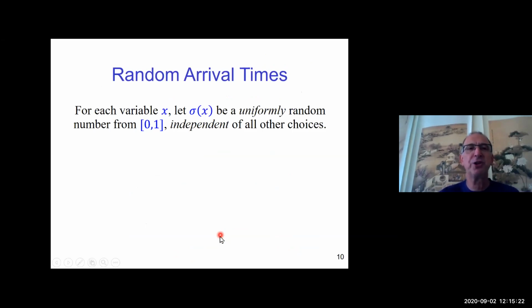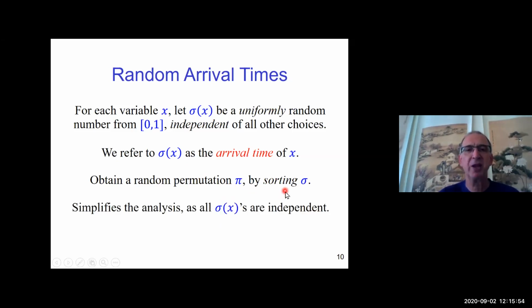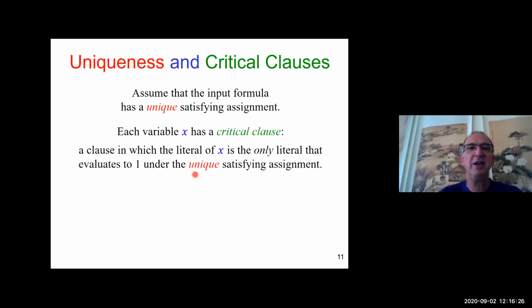One other useful notion that I have to introduce is, instead of choosing the random permutation, we actually do that indirectly. We choose random arrival times for all the variables, and we get the permutation by sorting the arrival times. So for each variable x, we let sigma x be a uniformly random number from [0,1], independent of all the other variables. We refer to sigma x as the arrival time of x, and we obtain the permutation pi by sorting sigma. Of course, the permutation pi we obtain is completely random. The nice property of the arrival times is that they are completely independent. In a permutation, the positions of two variables are not completely independent. This messes up the analysis a little bit. So it's convenient to work with arrival times rather than a permutation.